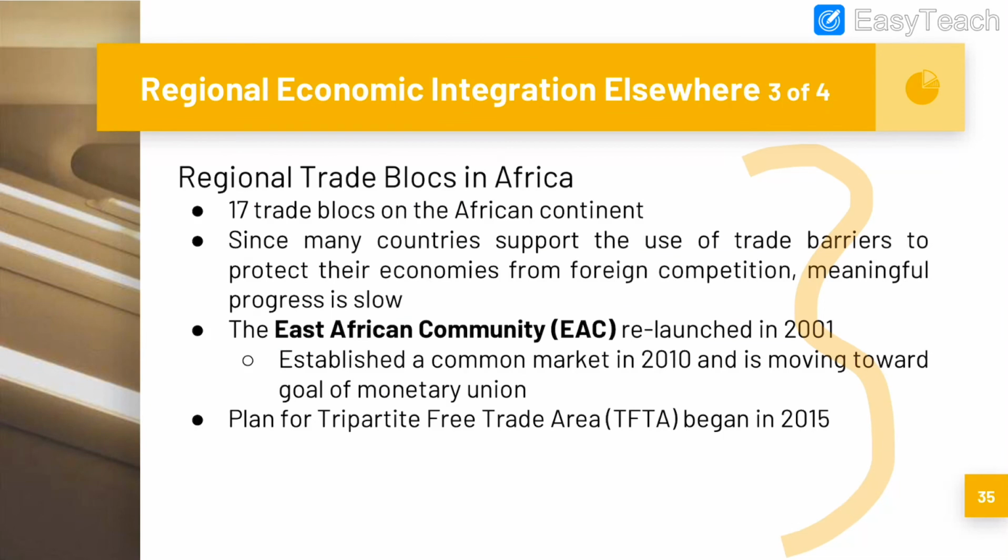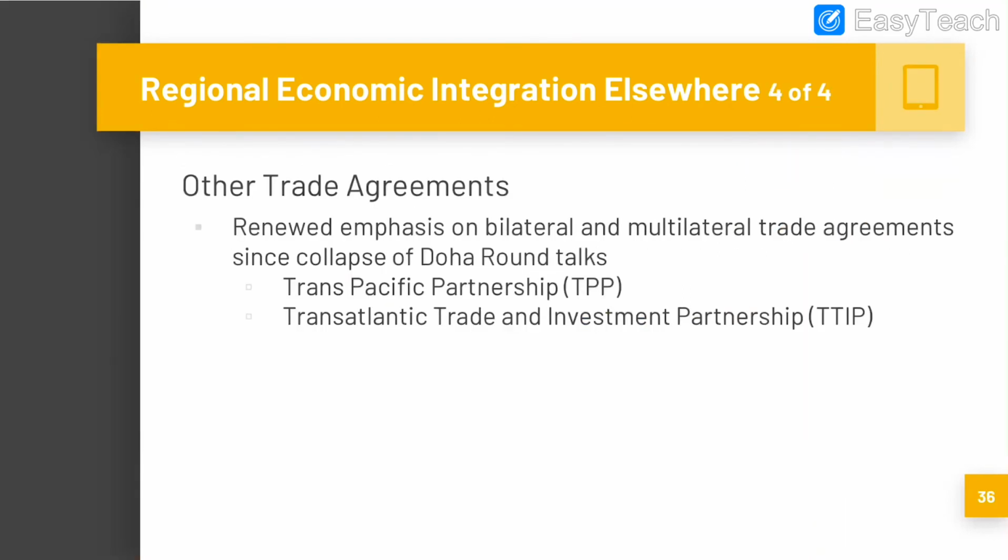This one is an example of trade blocs in Africa. They have the East African Community, EAC. And in Doha, we have the TPP and TTIP.